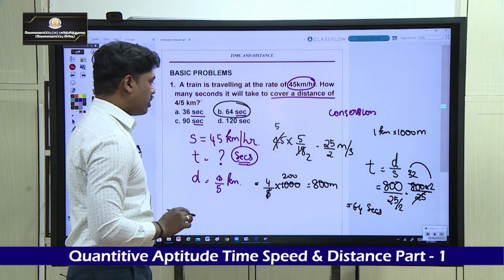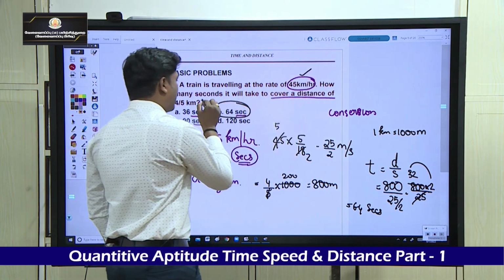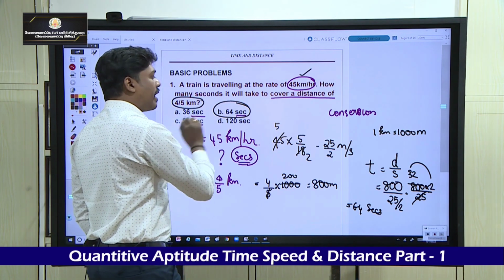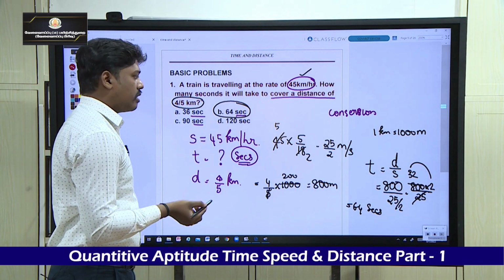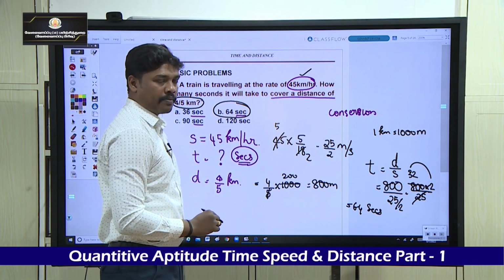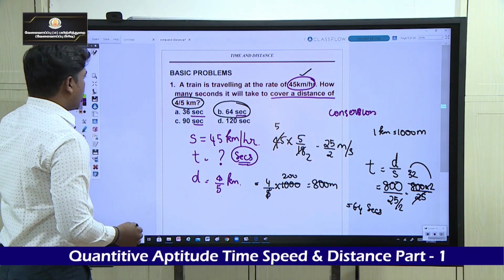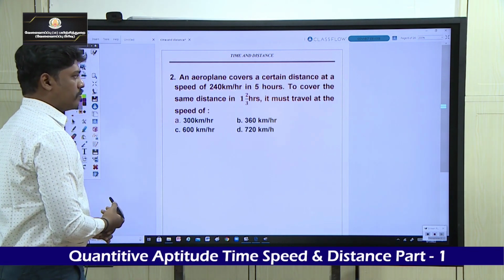So note it down. In the question we are having kilometer per hour and kilometer, but in the answer part they are asking in seconds. So we have to convert everything in terms of meter per second. Okay, we can just move on to the next problem here.